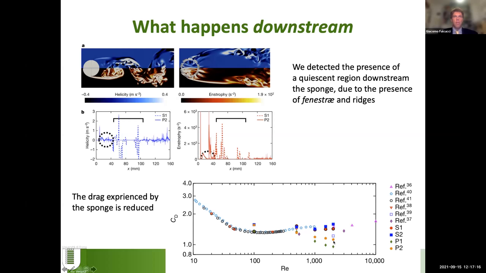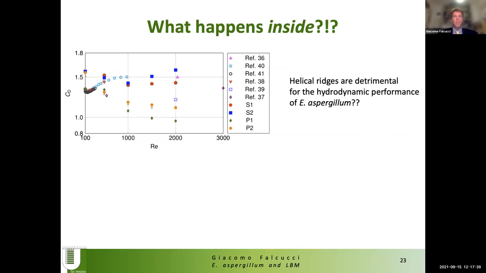I don't know if you see my mouse pointer. Here you have the sponge without ridges, so the porous structure plain without ridges. And the pentagons are the actual Euplectella model. So according to the stresses experienced by the living organism, we asked whether the helical ridges would have been just detrimental for its hydrodynamic performance, yet they are known to provide structural stiffness to the skeletal structure of this sponge. So they are needed from a structural point of view. But are they just detrimental from the hydrodynamic point of view? And the very interesting answer that we found is no.